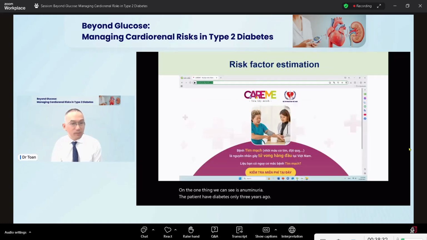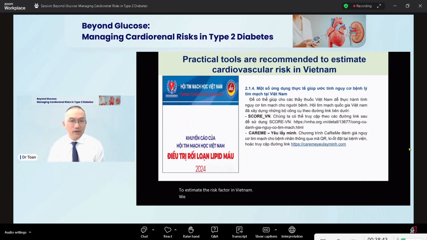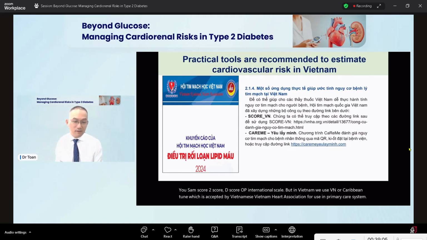Before initiating treatment, we need to assess the patient's risk factors. To estimate the risk in Vietnam, we can use SCORE, SCORE2, SCORE2-DM, or other international scales. But in Vietnam, we use SCORE VN or Caribbean, which is accepted by the Vietnam Heart Association for use in the primary care system. The Caribbean risk assessment tool will be presented in detail by Professor An after the presentation.